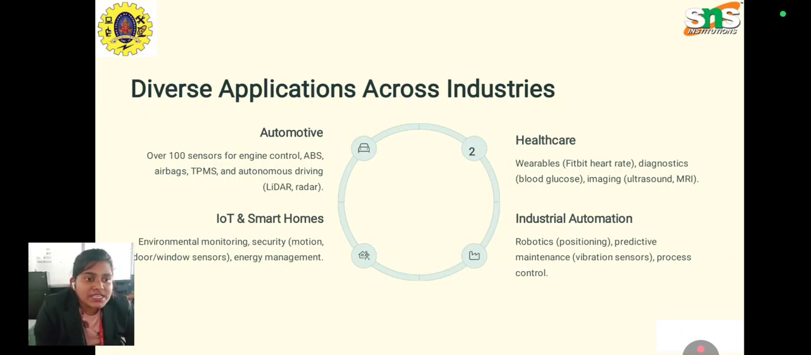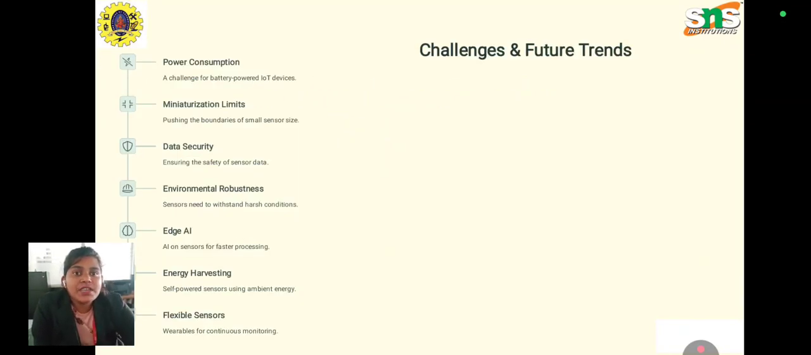And next are the challenges and future trends. Despite their power, sensors face challenges: power efficiency, especially for IoT, miniaturization to fit smaller devices, and environmental durability in harsh conditions. These are the main things to be focused on. In the future, exciting trends include edge AI, energy harvesting and flexible sensors. So AI will run directly on the sensors, there will be self-powered sensors, and wearables and biodegradable devices will also be used.